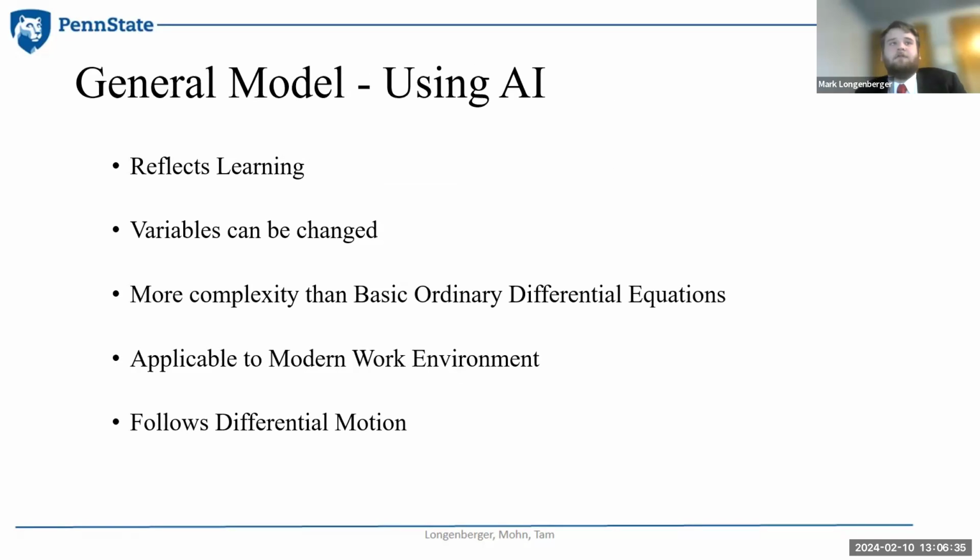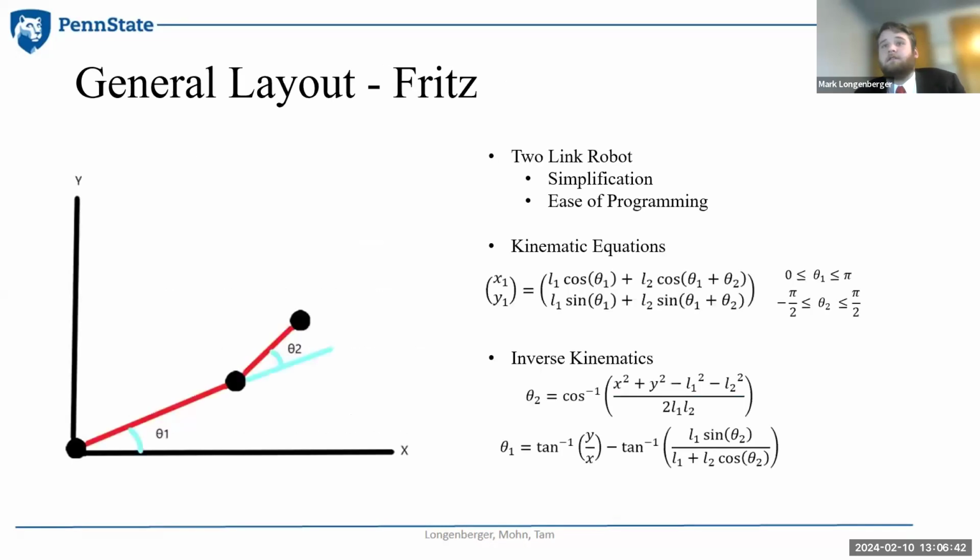So the general model the AI will use will approximate the motion of Fritz as a 2-link robot. Next slide, please. Thank you.